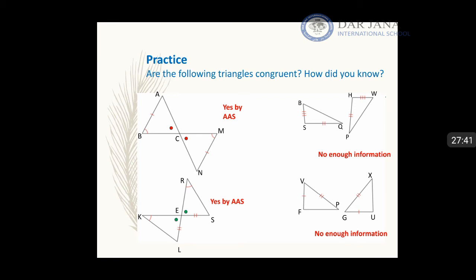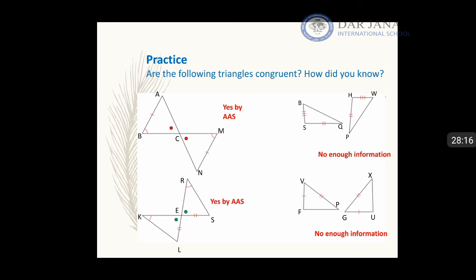We have triangle BSQ and triangle WHP. We have that BS is congruent to WH and SQ is congruent to HP. So we have two sides in the first triangle congruent to their corresponding sides in the second triangle. So we don't have enough information to use any of the postulates we have, so we skip. We know nothing about those triangles. So let's move down. Let's check in this figure we have the triangle KEL and the triangle RES.